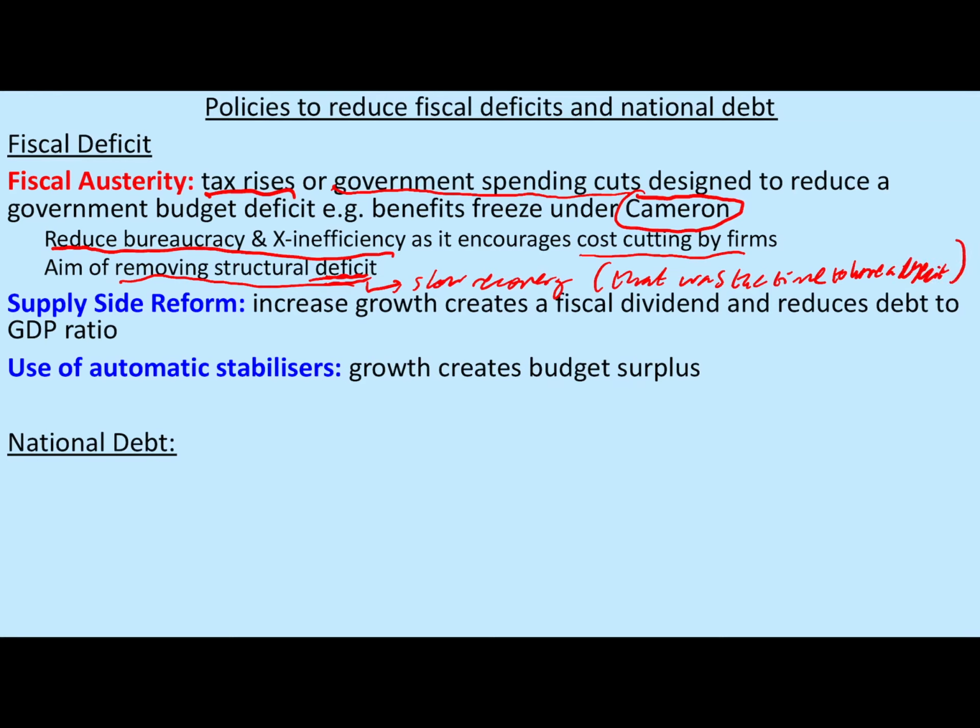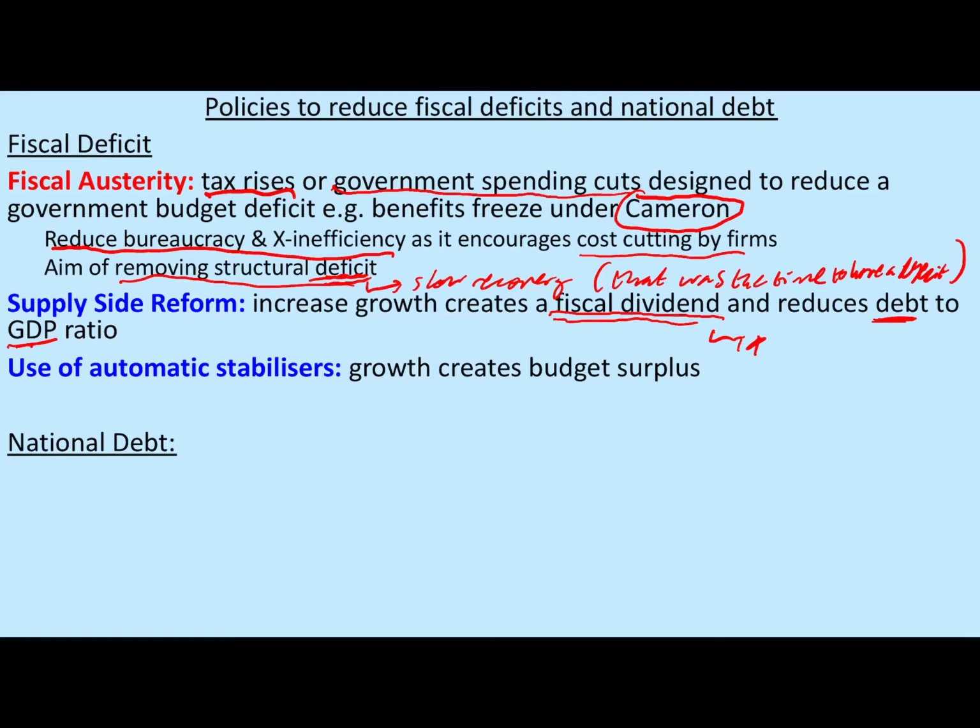We could undertake supply side reform. Increasing the level of growth creates a fiscal dividend. By having more output, firms will have more profits, workers will have higher incomes, and because of that, even with the same tax rate, we'll get greater tax revenue. And furthermore, because our GDP is growing and our debt isn't growing very much, we can pay back our debt more readily.